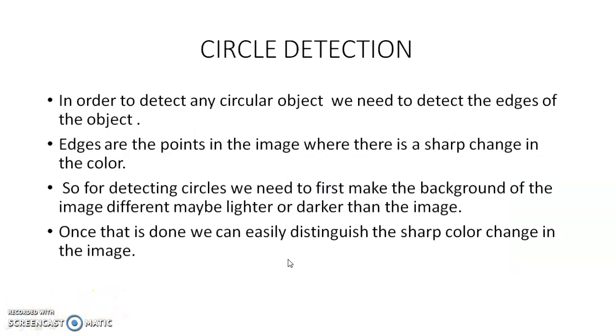Let's see further how circle detection is made. In order to detect a circular part, we need to detect an edge object, because edges are the points where there is a sharp change in color. So for detecting circles, we first need to make the background of the image different, maybe lighter or even darker than the circle, so we can detect the edges. Once that is done, we can easily distinguish the color change in the image.